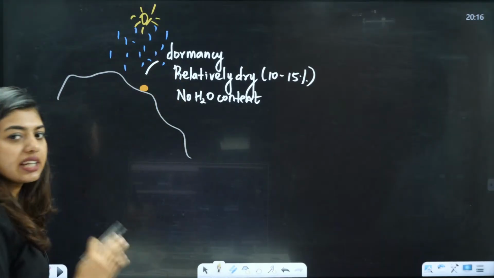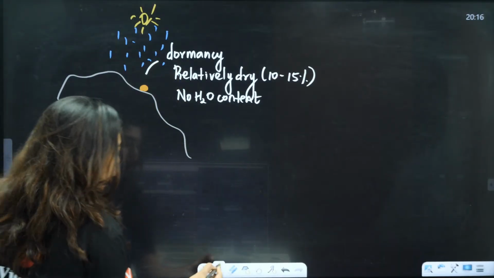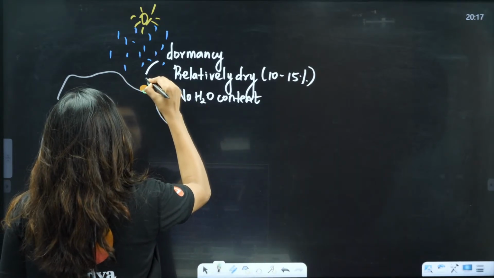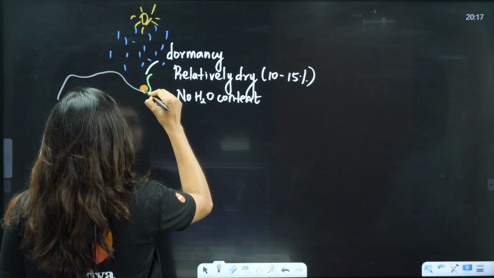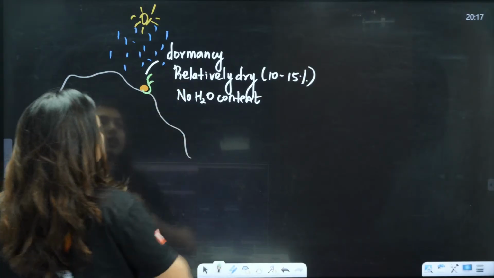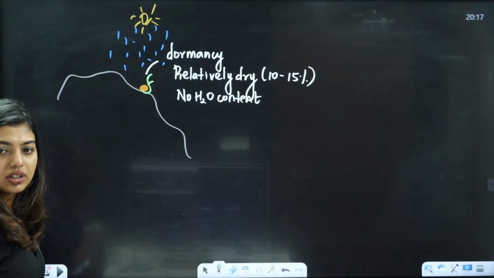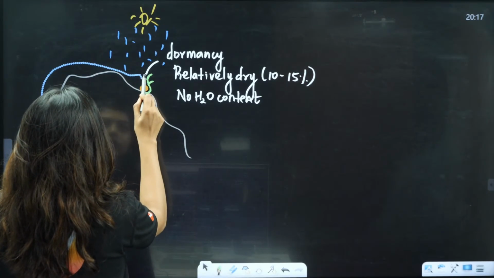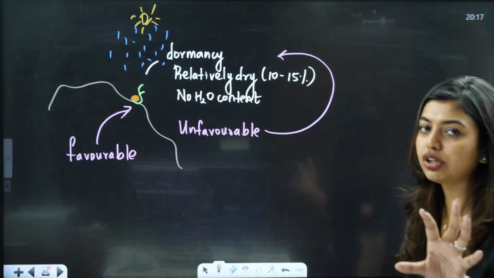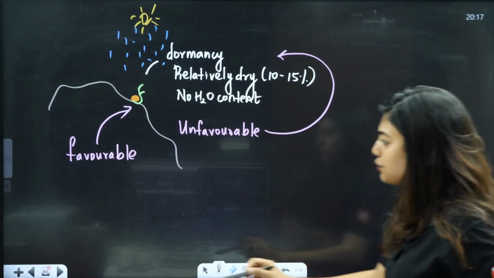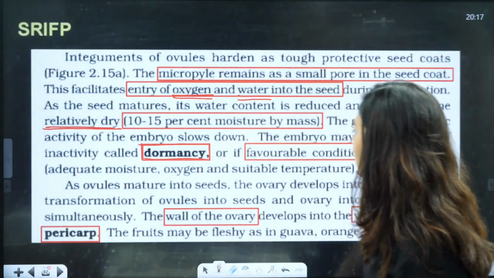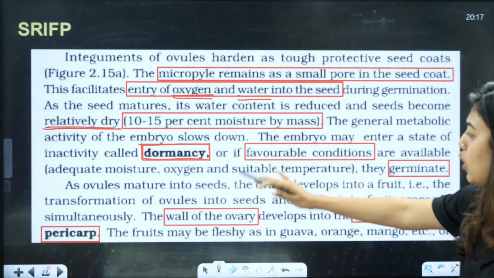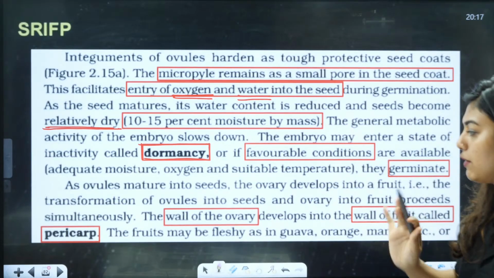Conditions have become favorable, and slowly you see this seed starts to germinate. Understood? Yes or no? They start germination. So this is how you should decode your NCERT lines. If you are confused about what NCERT means, in favorable conditions, that means adequate moisture, oxygen, and suitable temperature, they will germinate.